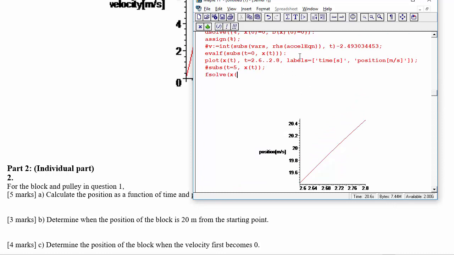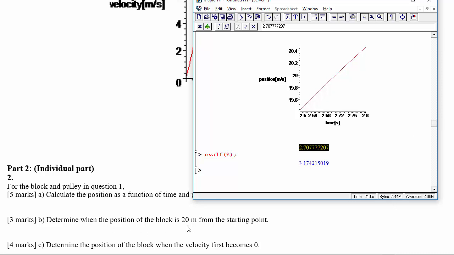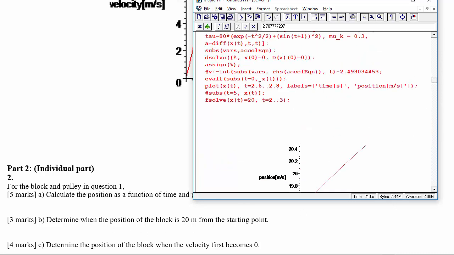So fsolve x at t is equal to 20 for t in the range of, let's say, 2 to 3. And it says 2.707777. That seems like it's what we were thinking from the plot. So somewhere in there, that's the time where the position is 20 meters from the starting point, using fsolve there to search for where position is 20 and giving it a time range.